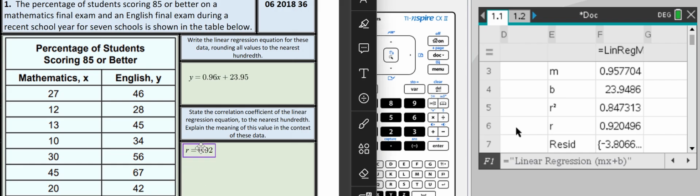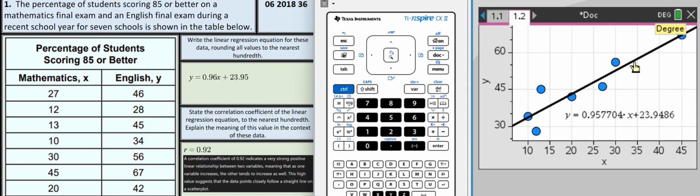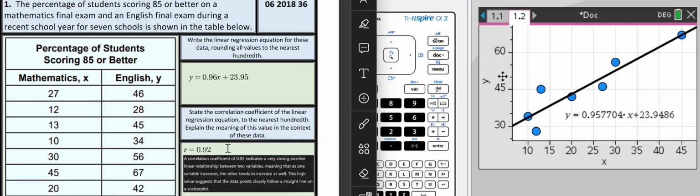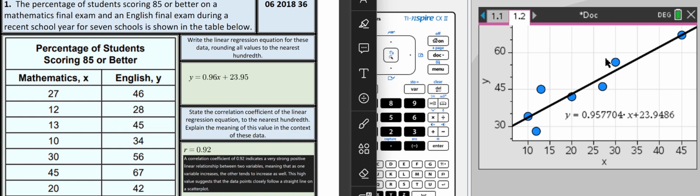So what does this mean? Well, a correlation coefficient of 0.92 indicates a very strong positive linear relationship between two variables, meaning that as one variable increases, the other tends to increase as well. This high value suggests that the data points closely follow a straight line, as we could see on our graph, pretty close to this line. So positive, right, because it's a positive number. The closer to 1, the stronger, the closer the line is to the dots. Closer to 0, the more scattered these dots are going to be around this line.